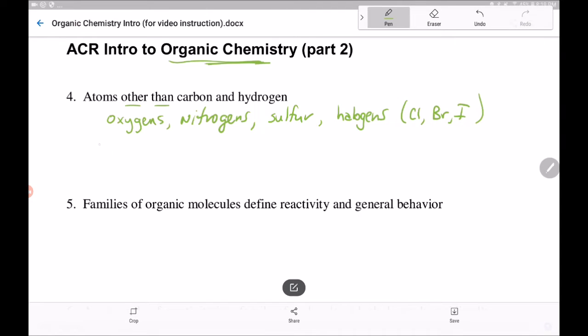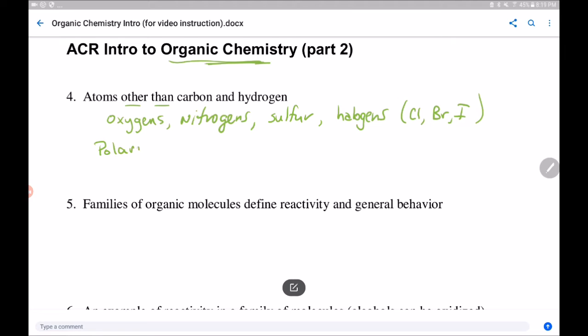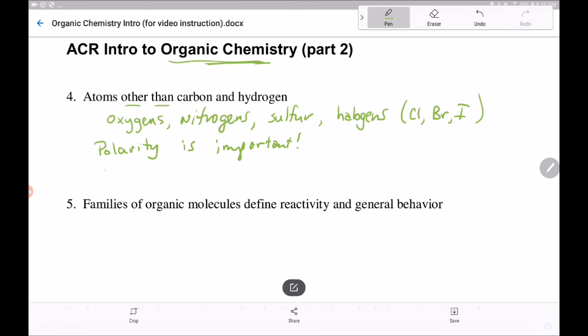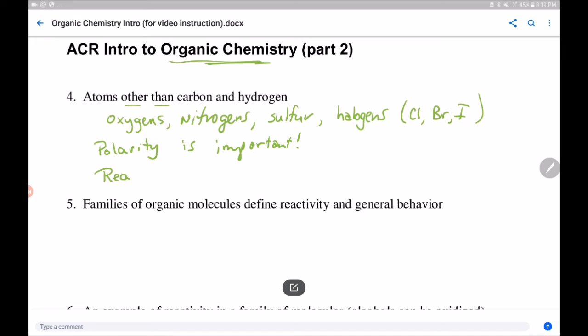And what these do, they provide polarity, which is always important. And they really provide sites where reactions can occur. Reactive, I'll call them sites, positions, maybe that's better. So you have your carbon chain, which is not very reactive by itself, but once you add these heteroatoms, as they're called, oxygens, nitrogens, etc., then you get places where reactions can occur readily.